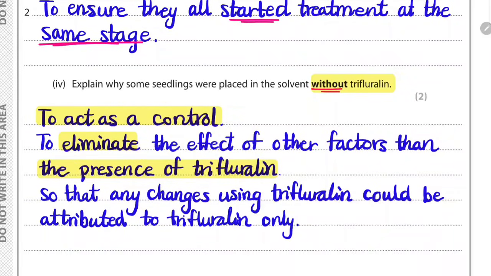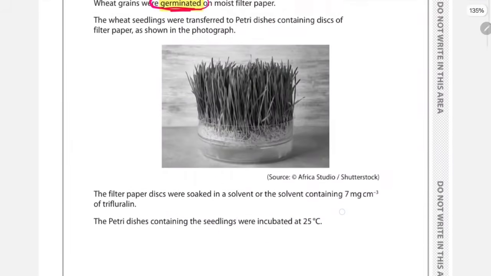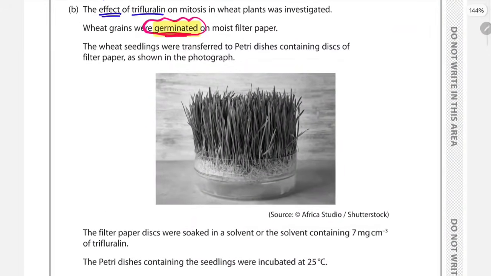So I need to only get the difference between the results having the control experiment and the experiment having trifluralin, to make sure that the results have the difference, and that difference was due to the independent variable that we used. So that any changes using trifluralin could be attributed to trifluralin only. So any changes due to any other factors in this investigation other than the effect that we are investigating will be removed. I only need the effect of the independent variable that we are using.